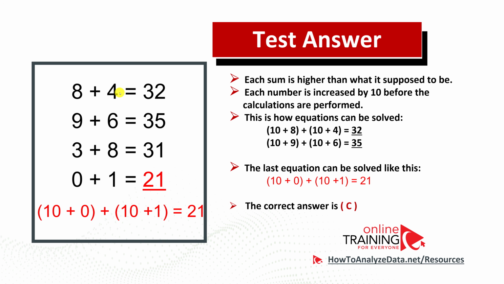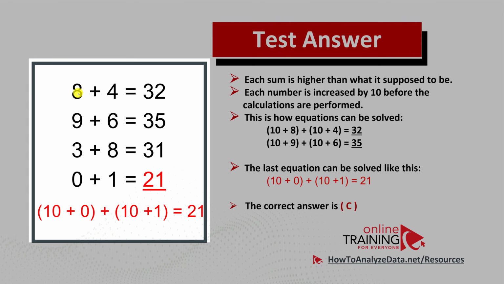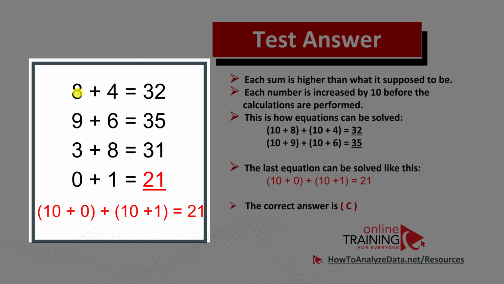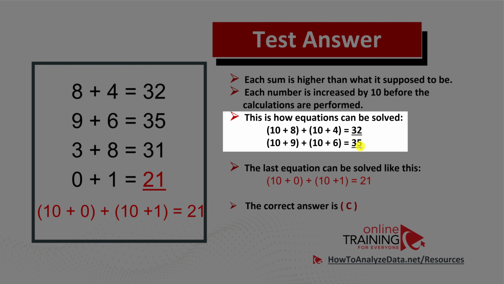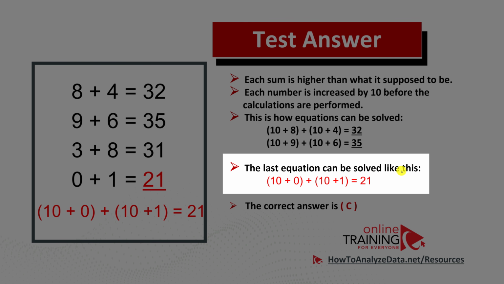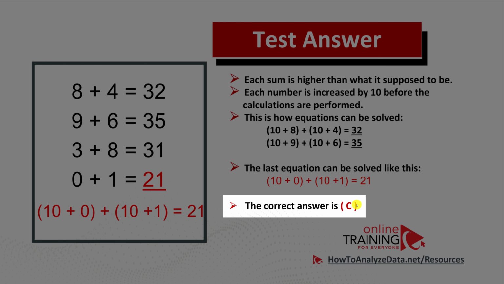Now, continuing with this logic, basically what's happening is that each number is incremented by 10 before the calculations are performed. For example, 8 plus 10 is 18, and 4 plus 10 is 14. 18 plus 14 equals 32. Same calculations are done with the second, third, and fourth equations. For example, 19 plus 16 equals 35. And the last equation can be solved like this. 10 plus 0, 10 plus 1 equals 10 plus 11 equals 21. So the correct choice here is choice C, 21.